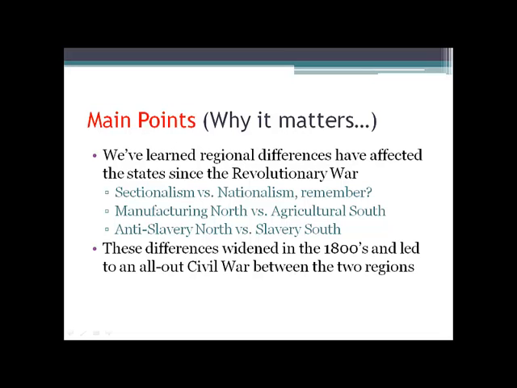But just to review where we've already come up to and put it in context, we've learned that the regional differences have affected this new country ever since the Revolutionary War, with the nullification crisis resulting in a sectionalism versus nationalism divide, the North being mostly a manufacturing region of the country and the South being agricultural, and of course the slavery issue. Those differences became much larger as we move through the 1800s, and they lead to an all-out civil war.